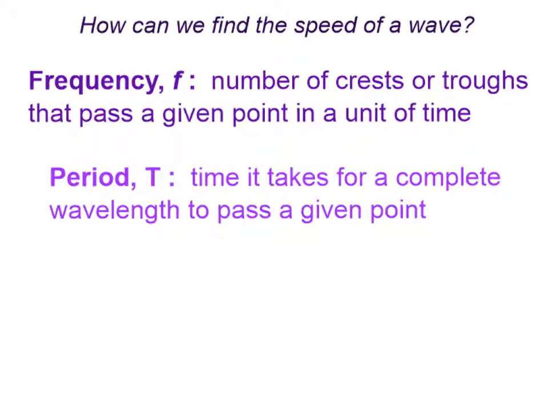So how can we know the speed of a wave? That means we need to review a few ideas here: frequency and period. For a wave, the frequency, which is designated lowercase f still, is the number of crests or troughs that pass a given point in a unit of time. Very similar to the definition we've given for frequency, we're just applying it to a wave. A period is the same idea that we've used as well, and when we apply it to a wave, the period with a capital T is the time it takes for a complete wavelength to pass a given point, because that's one complete cycle. So how do we use this information to find the speed of a wave?